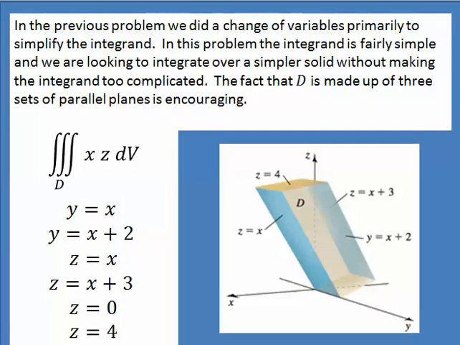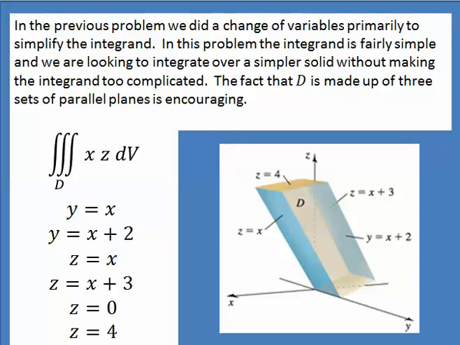So I'd also like to point out this. In the previous problem, we did a change of variables primarily to simplify the integrand. Our region ended up simpler too, but that was a byproduct. In this problem, the integrand is fairly simple. We don't need to do a change of variable because of xz. That's very simple. But we are looking to integrate over a simpler solid without making the integrand too complicated.